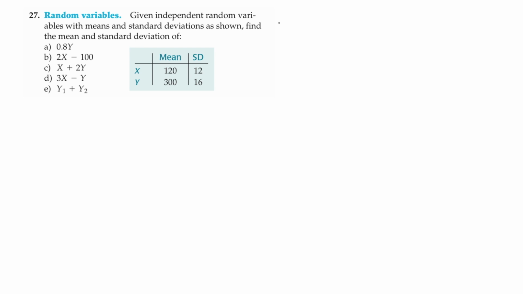Okay, part A. In this example, you are looking at 0.8 times y. Well, I'm going to take the mean, 0.8 times 300, and essentially when I just multiply that together, I'm going to get the new mean of the distribution. So this is going to be 240, and then we're going to have the standard deviation, which is going to change, because when we rescale things, we know that it affects everything. And this is going to be 16 times 0.8, which is 12.8.